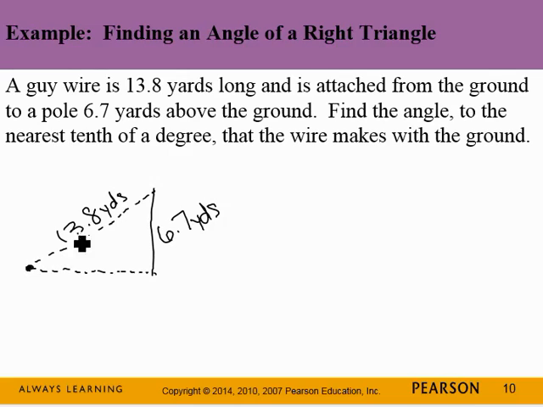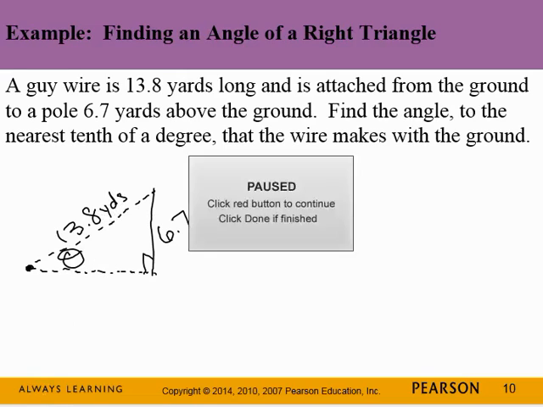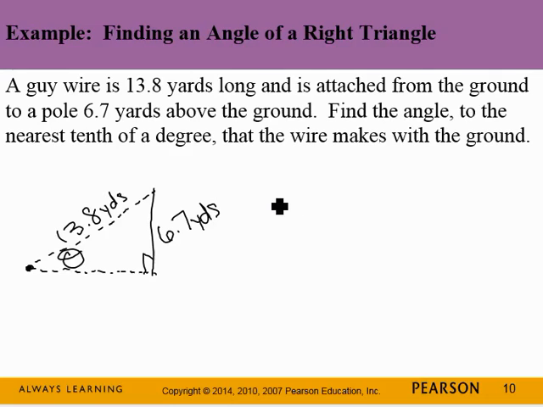So you have your hypotenuse, because this is your 90 degrees, and you have your opposite. You are looking for this angle. So you have your opposite, and you have your hypotenuse. So let's see what we can use. Since you have hypotenuse and opposite, you do want to use sine. So you have sine theta equals 6.7 over 13.8. This looks familiar, or it should.